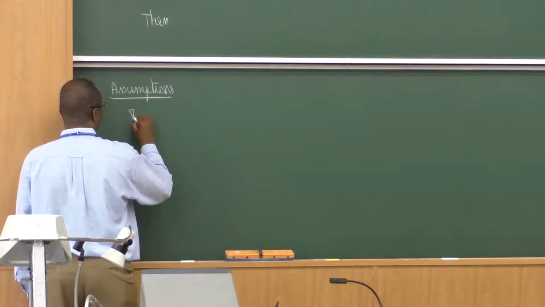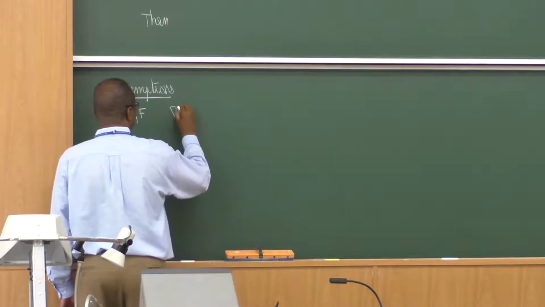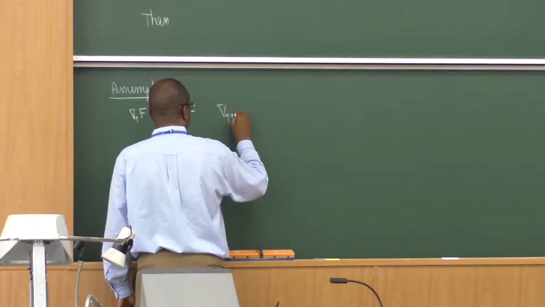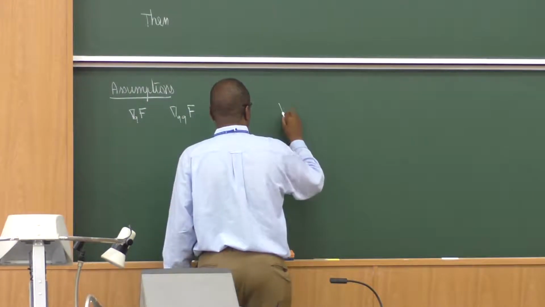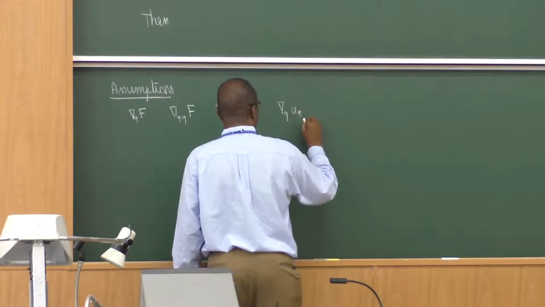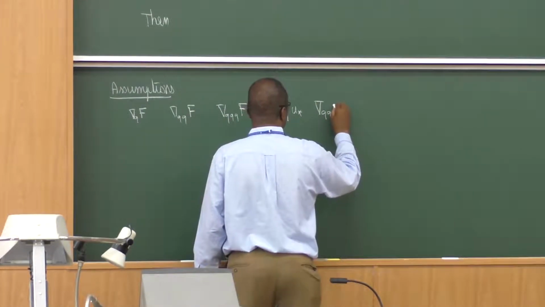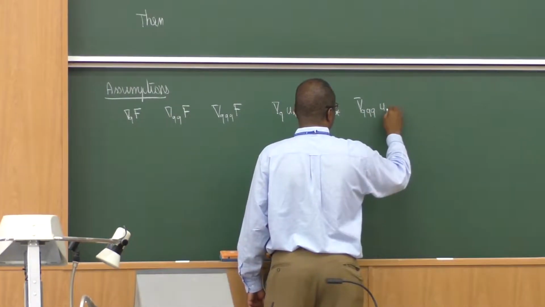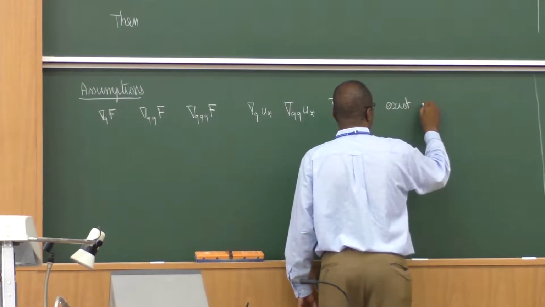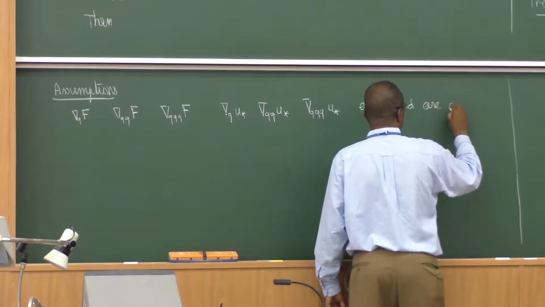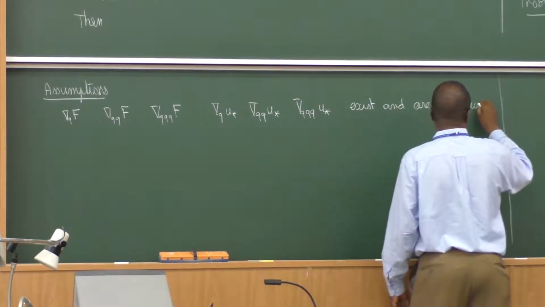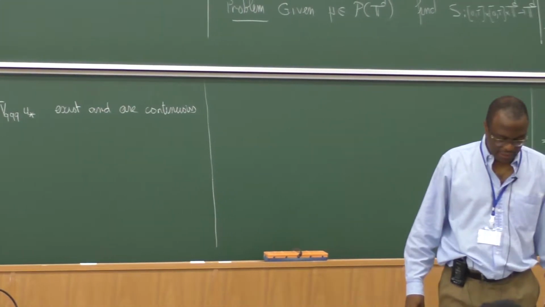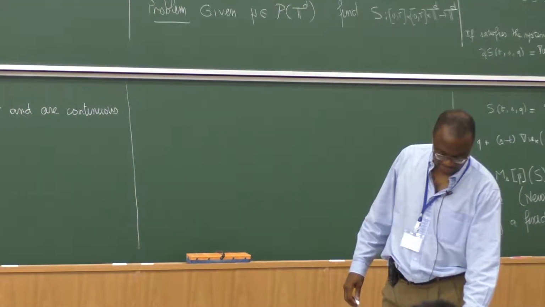Gradient Q, F, gradient Q, Q, F, gradient Q, Q, Q, F, gradient Q, U star, gradient Q, Q, U star, gradient Q, Q, Q, U star exist and are continuous in both variables. Therefore, since they exist and they are continuous, they are bounded by a constant.